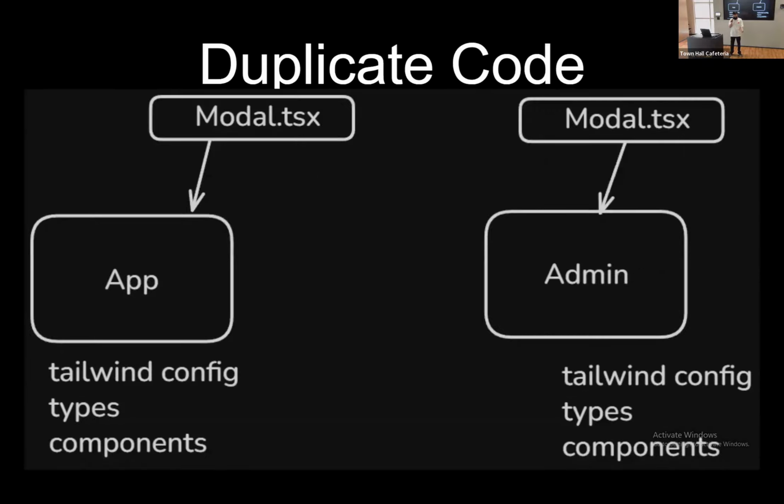The third thing is duplicate code. Lots of duplicate code is going to be there. If I have an app and an admin, I will have the same component, the same config, the same types, the same everything. So that's a lot of duplication going on.